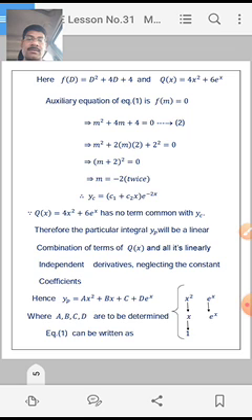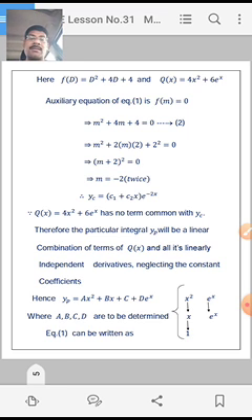Hence yp = (ax^2 + bx + c) + d e^x, that is the linear combination of x^2 and its derivatives x and 1, and e^x, whose derivative is e^x. Then a, b, c, d are to be determined.